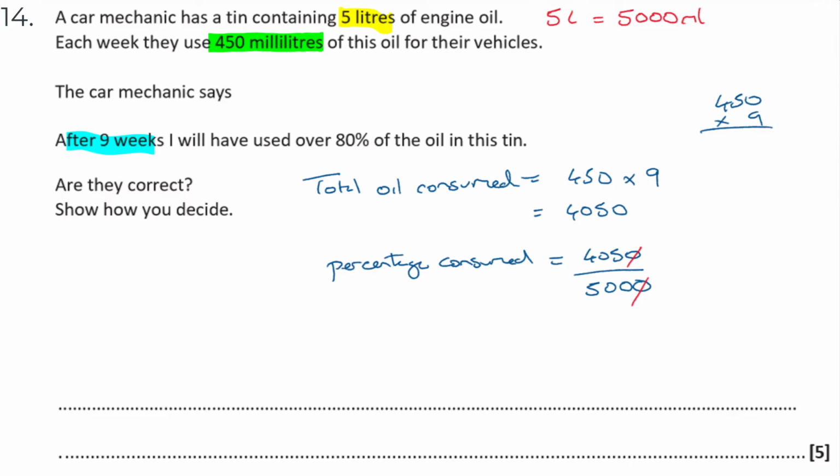And then if I can divide top and bottom by 5, then I'm going to get a fraction over 100, aren't I? So I don't know what the numerator is yet, but I know 500 divided by 5 is 100, so that's what I'm aiming to do. So what is 405 divided by 5?